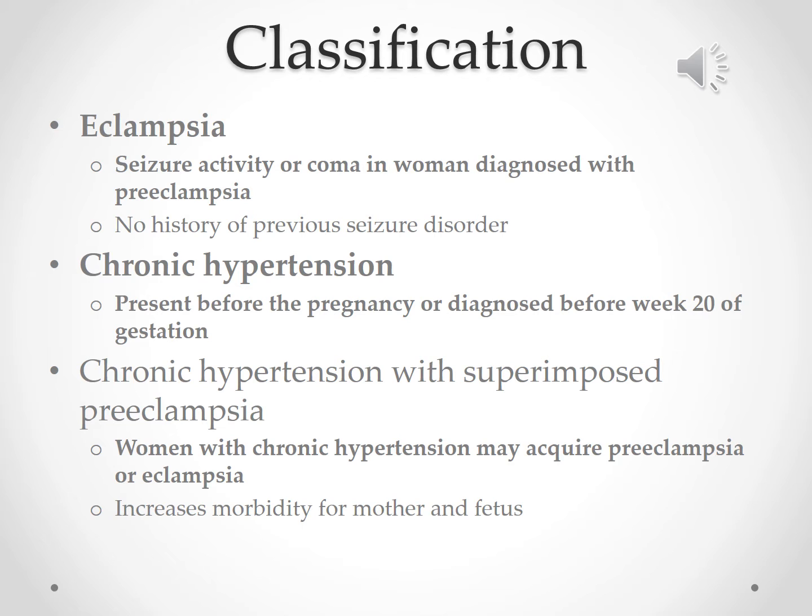Now, kind of like gestational hypertension to preeclampsia, if the woman with chronic hypertension develops proteinuria, then she has superimposed preeclampsia. And that carries the same concerns and risks and potentials and necessary management practices as does preeclampsia, because we don't want to progress to seizure activity.